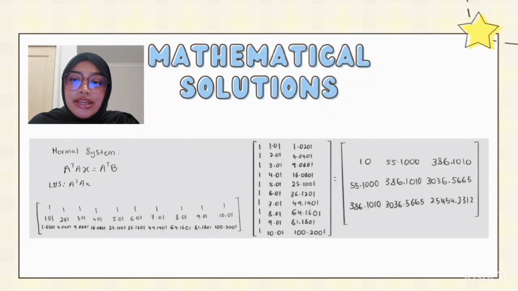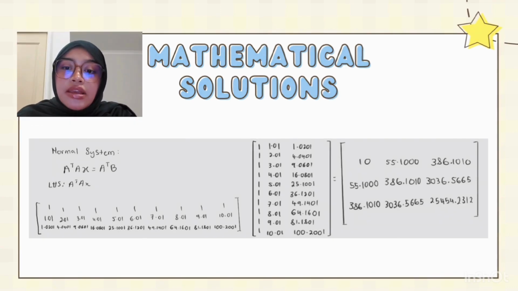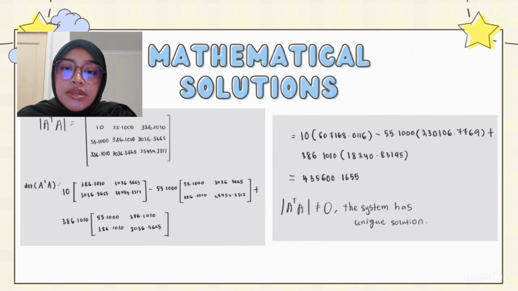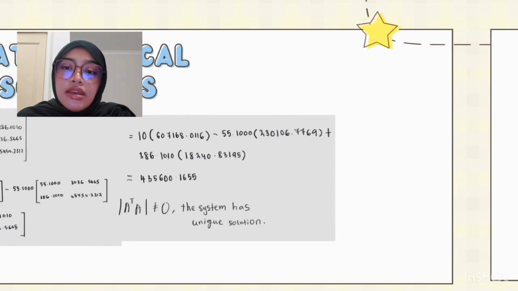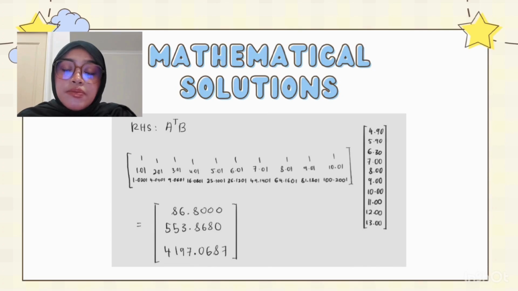Hi, my name is Siti Nur Aina Wahida. So, since the system is inconsistent, we need to use the normal system method. So, to find the normal system, the formula is A transpose AX equal to A transpose B. So, to find the left hand side A transpose AX, this is what we got. Next, we need to find the determinant for A transpose A, which we got 435,600.1655, which is not equal to 0. This means the system has a unique solution. For the right hand side, which is A transpose B, we got this.